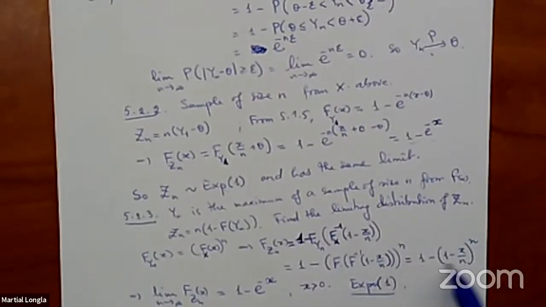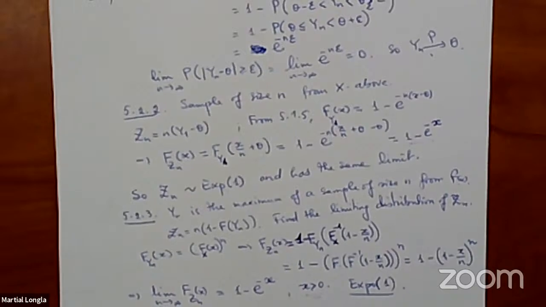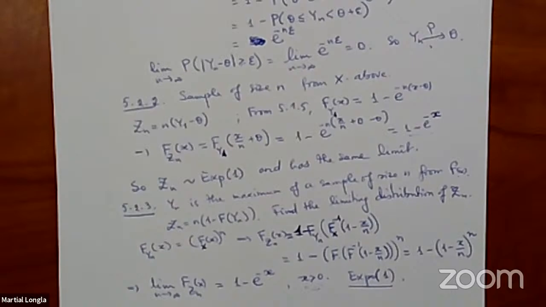And if you take the limit of this thing, several times already we have seen in this class that the limit of this part is e to the negative x. So that's 1 minus e to the negative x, with x greater than 0. Again, that's the same distribution that we got up there: exponential with, I'm sorry, with parameter 1. Questions?